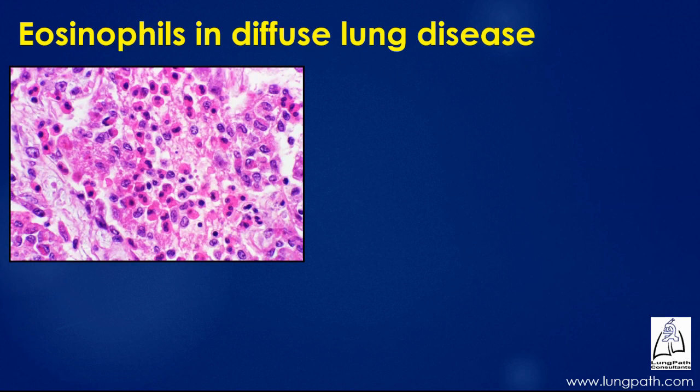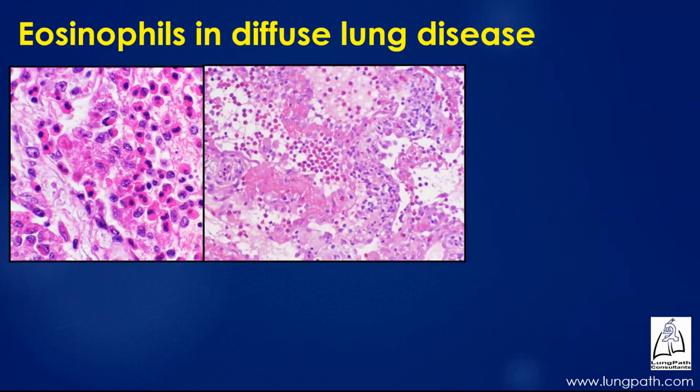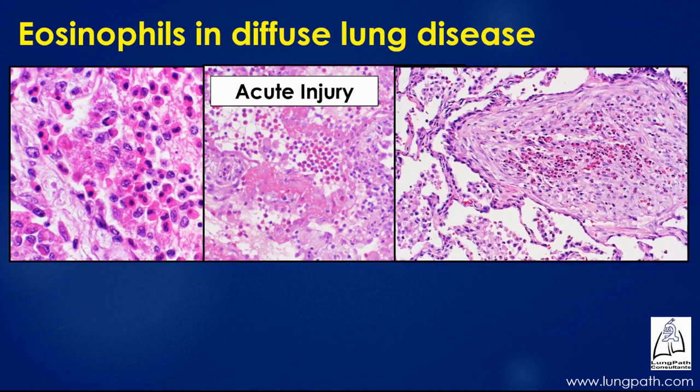Eosinophils. Eosinophils are not that common in lung disease, but when you see them, they're very helpful. Usually they're seen in large numbers, as you see here. They can be associated with fibrin, and acute eosinophilic pneumonia is one of the causes or one of the forms of acute lung injury. And like other lung injuries, when eosinophilic injuries organize, they organize with the pattern of organizing pneumonia, as you see there on the upper right.